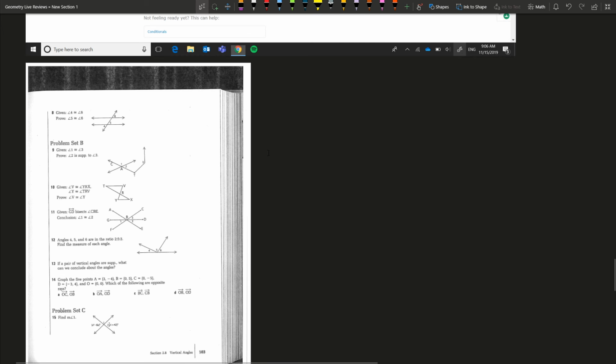We could do more proofs. But yes, we can go over number 10 on chapter 2 first.